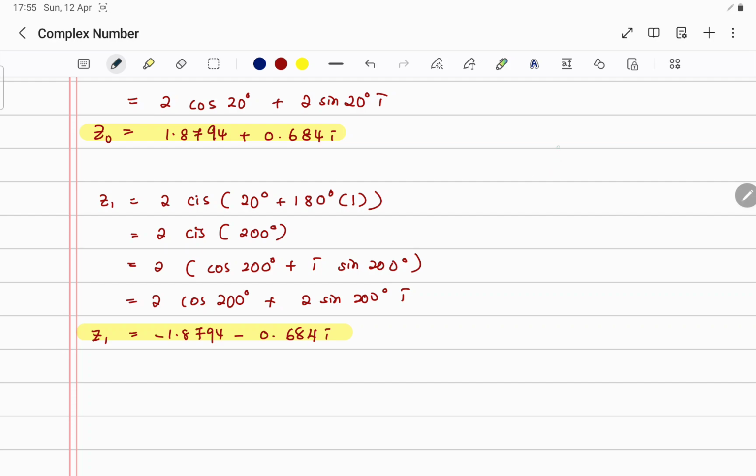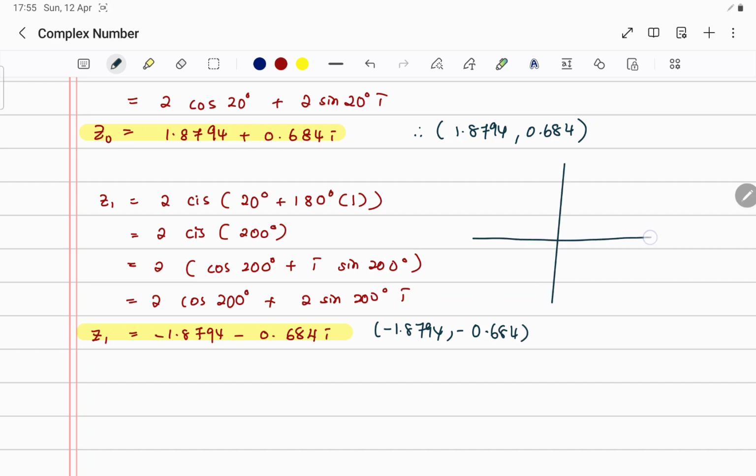So by right, what you have to do is, here you have two coordinates, which is the first one is 1.8794 and 0.684, and another one you have negative 1.8794, another one is negative 0.684. So when you have these two, you draw your Argand diagram. Okay, so this is your x, this is your y. So 1.8794 maybe around here, and 0.684 maybe around here. Okay, so you have 1 point here, so this is your complex number.